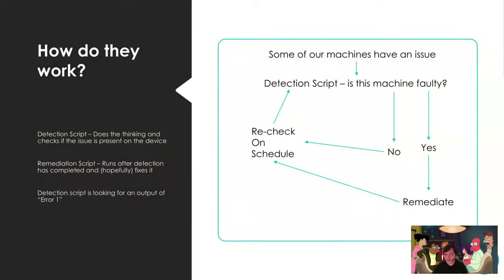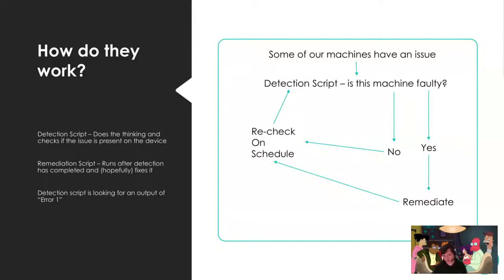So this is how they work. You've got a selection of machines that have a problem. First thing you need to do is see if the machine the script is running against has the problem. If it doesn't, ignore it and recheck depending on whatever schedule you set. So if you set it for every hour, go back and just double check.